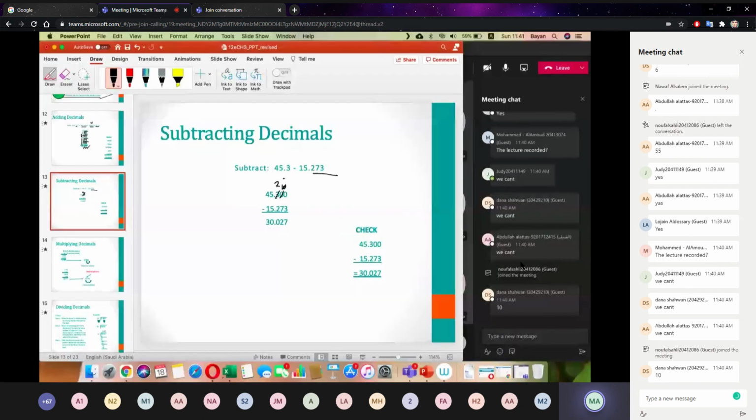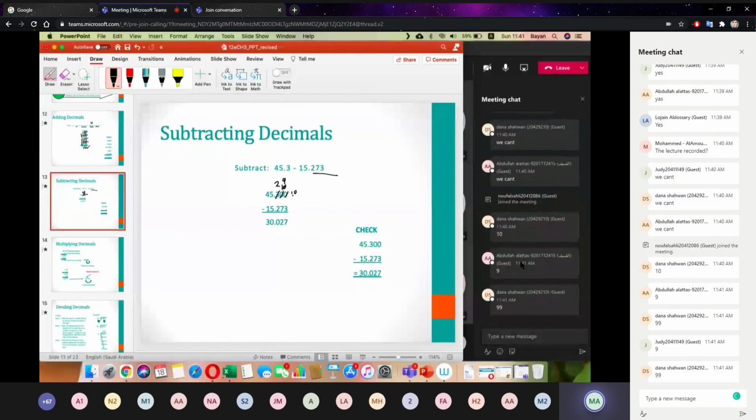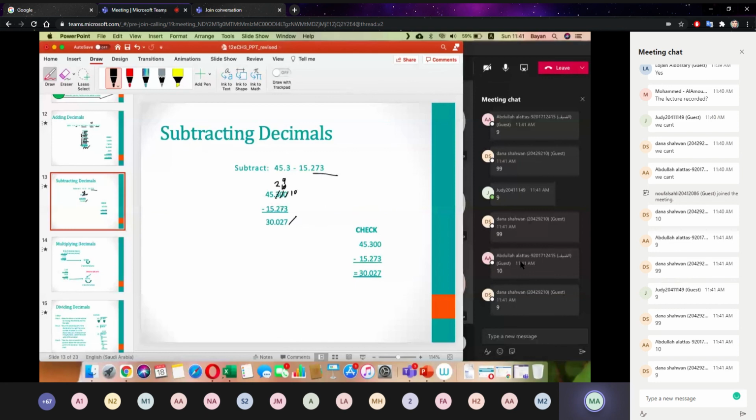But we need to borrow for this 0. So this 10 will be 9, and this 0 will be 10. So 10 minus 3 will be 7. 9 minus 7 will be 2. 2 minus 2 is 0. Then we have the decimal point. 5 minus 5 is 0. 4 minus 1 is 3. Clear?